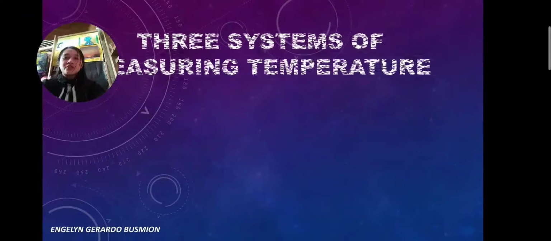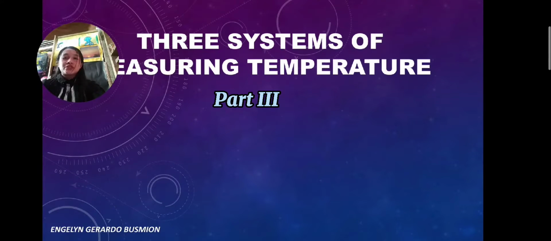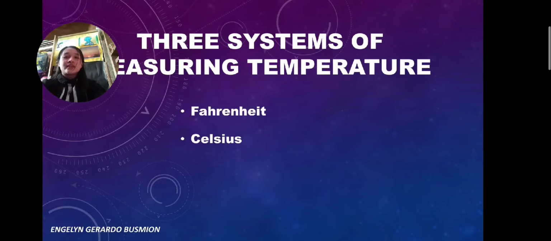So my task for today is to report about the three systems of measuring temperature. This is just a continuation in chapter 1. First we have the Fahrenheit, second we have the Celsius, and third we have the Kelvin.